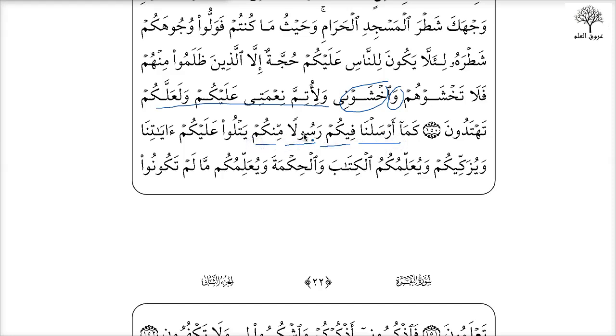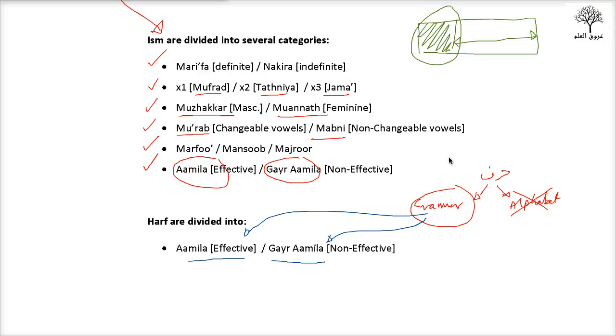There's about 4 tarkeebs you can do of this, and each one has a slightly different meaning, and each meaning is relevant. Each one makes sense. Yeah, so that's what we're going to be looking at.